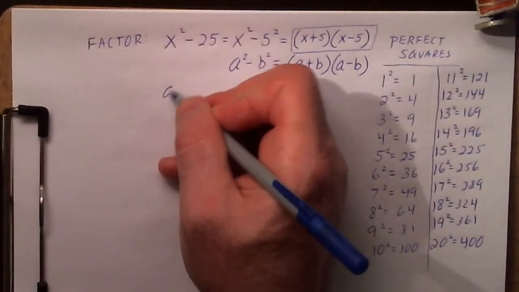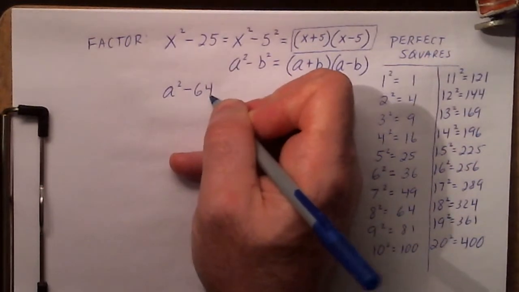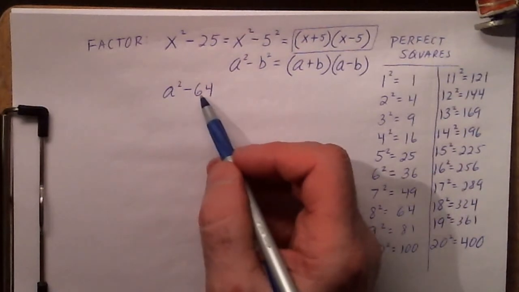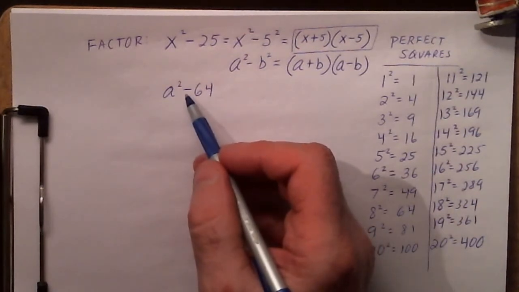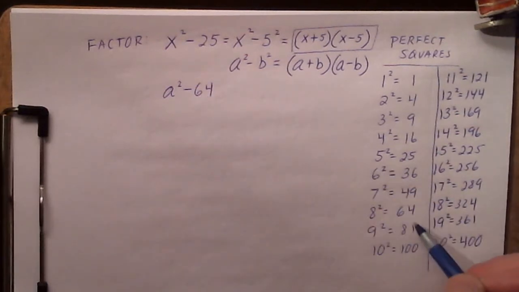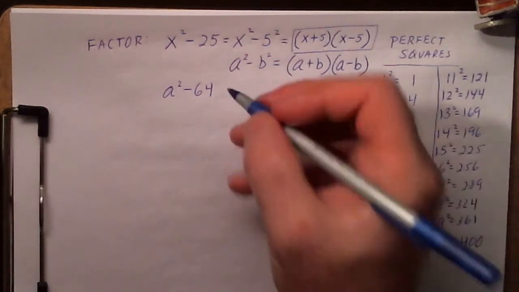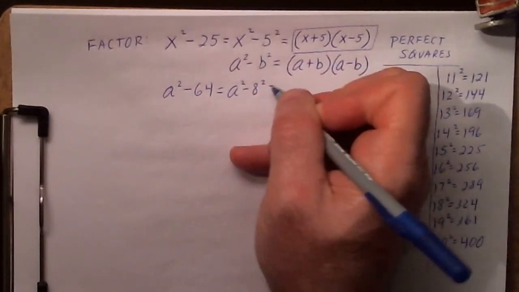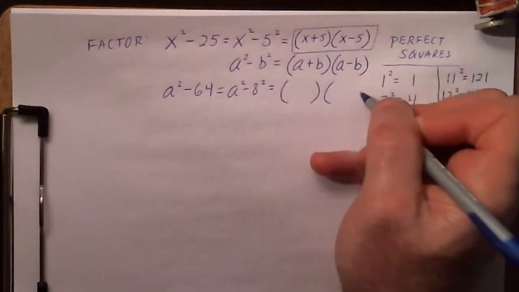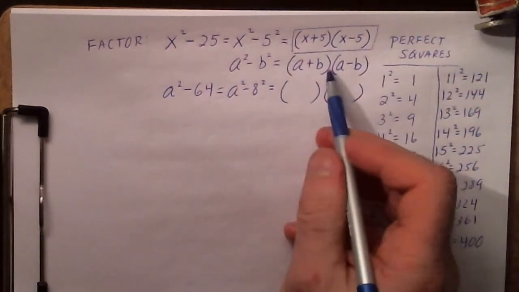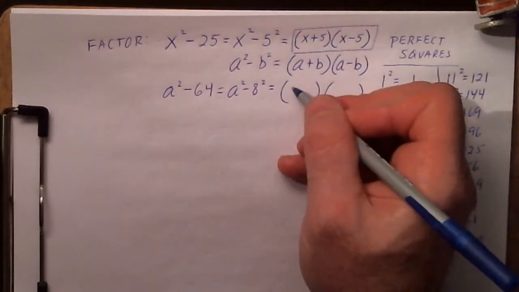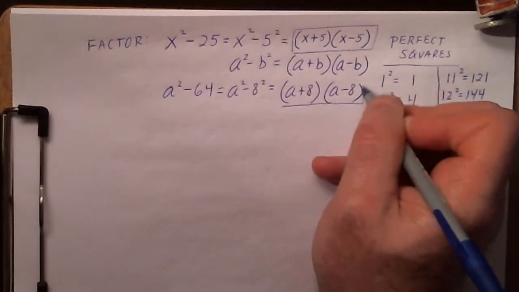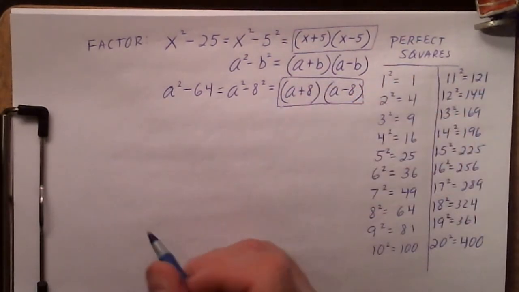Let's try another one. How about a squared minus 64? Notice there's nothing we can factor out of both these terms. It is a binomial, and it turns out, after a little thought, that we do have the difference between squares again, as 64 is indeed a perfect square of the whole number 8. So a squared minus 64 can be rewritten as a squared minus 8 squared. Therefore, ladies and gentlemen, it can factor according to the difference of squares pattern, which is right above here. This would therefore factor into a plus 8 times a minus 8, and we're done. This would be the correct factorization of a squared minus 64.